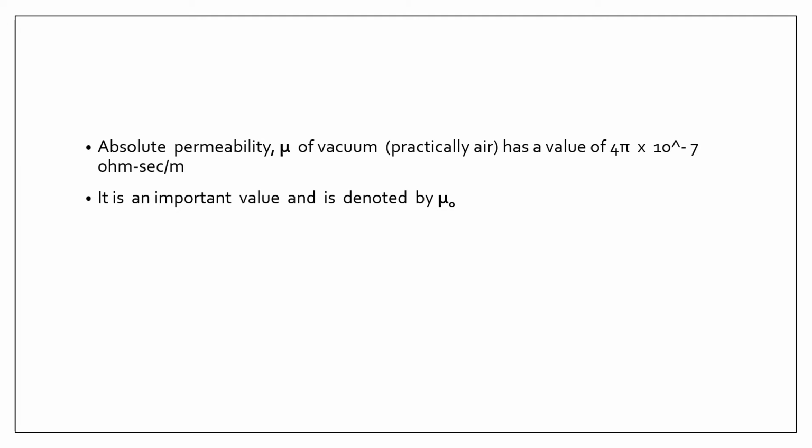Right now, going back to the absolute magnetic permeability, or the mu, of the most important material, or rather non-material, which is vacuum, or for practical purposes, air. Alright, so it has a value of 4 pi times 10 raised to the negative 7 ohm second per meter. And this is an important value, and we denote it by the symbol mu naught.